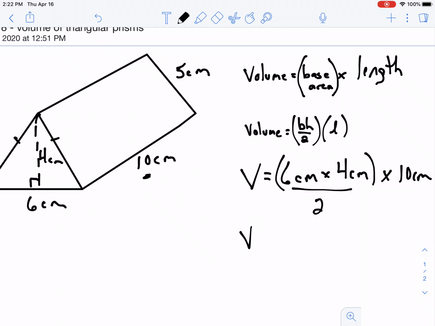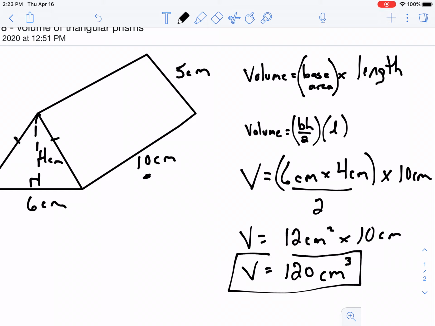So putting the numbers together, 6 times 4 is 24, divided by 2 is 12. So now I have 12 centimeters squared because I found area, and I'm multiplying that by my 10 centimeters. And 12 times 10 is 120 centimeters cubed. Cubic measurement is the way we measure volume, so when we see it, we know that we're getting a volume measurement. So that's essentially the steps for finding the volume of a triangular prism.